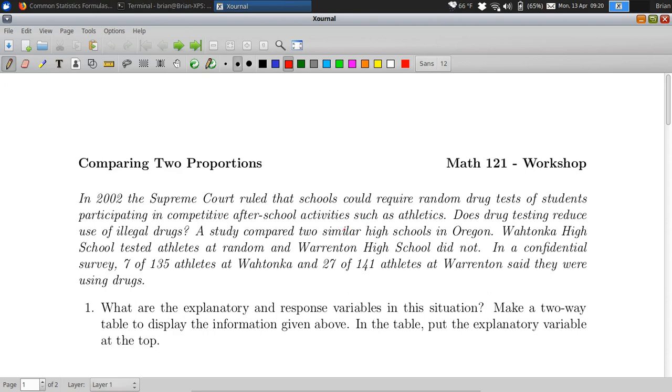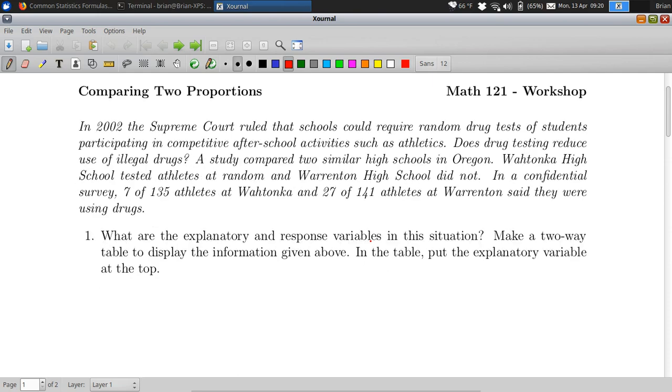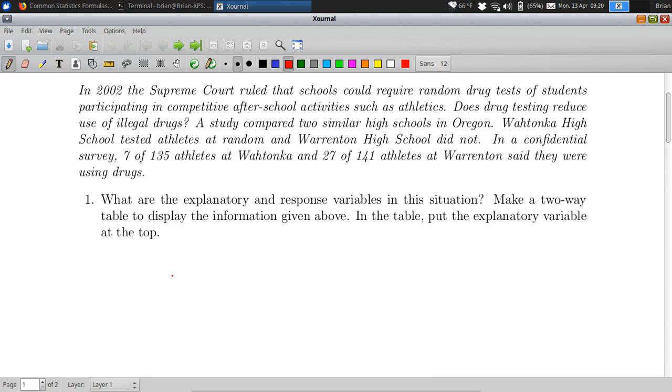And so here's data that was collected from two similar high schools in Oregon, one of which had random drug testing of athletes, and the other one did not. We're going to look at the results of a confidential survey, where at the school with drug testing, only 7 out of 135 of the randomly selected athletes admitted that they were using illegal drugs. And at the other high school where they did not do random drug testing, it was 27 out of 141. And so we have two variables here. One is explanatory and one is the response variable. If you pause the video, you can think about which one is which.